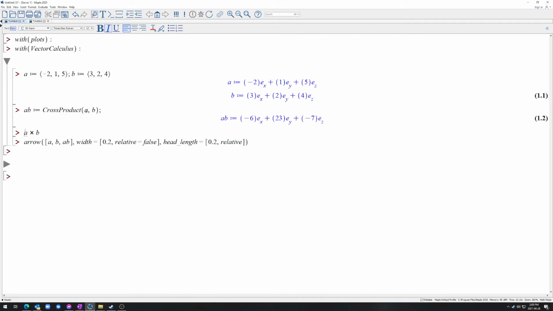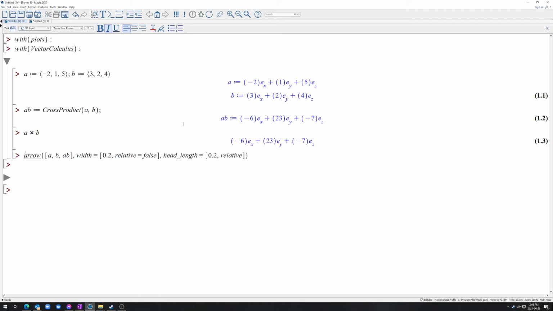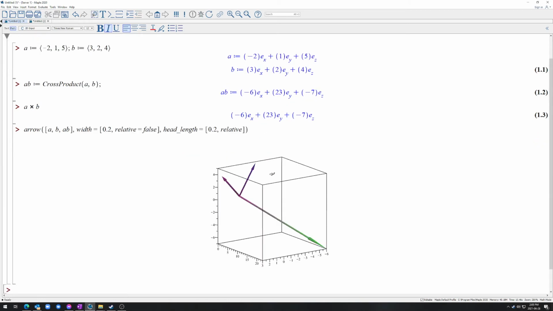Now you'll notice if I have cross product AB versus cross product BA, you get the exact same components, just negated. However, instead of the cross product command, you can always use the times symbol. A times B will also give us the cross product. I've got that stored here as AB, and I'm using the arrow command, which helps to plot vectors. We've got 3 vectors, A, B, and our cross product, with a couple of options to make it look a little bit prettier.